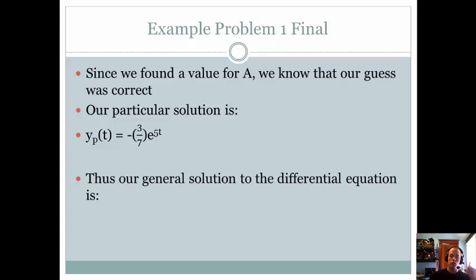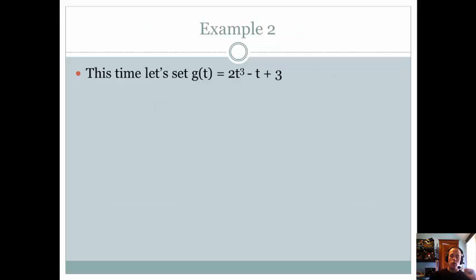That means our total general solution, which again is the particular solution added to the homogeneous solution, is going to be c1 e to the 6t plus c2 e to the negative 2t minus 3/7 e to the 5t. That's our general solution.